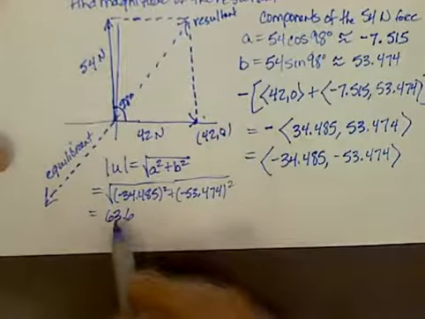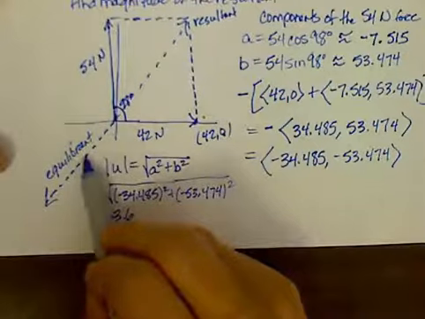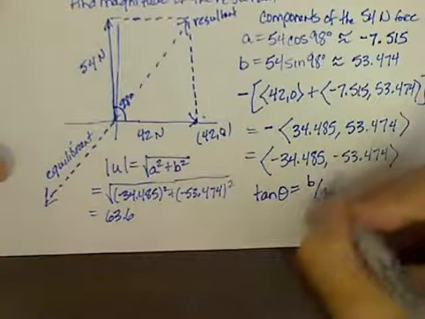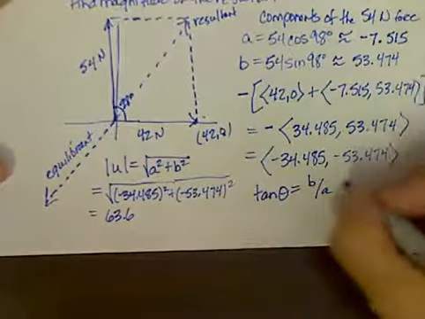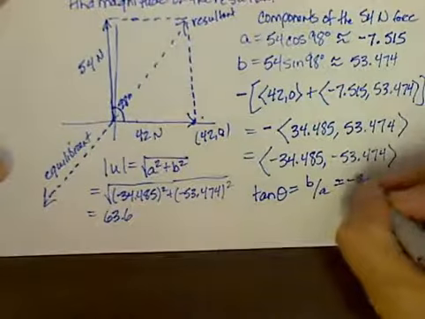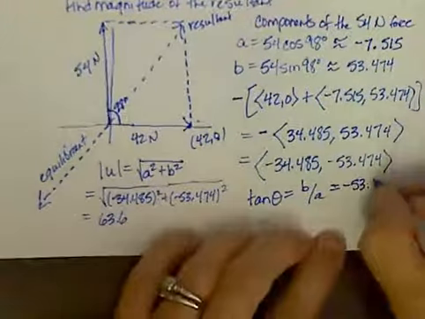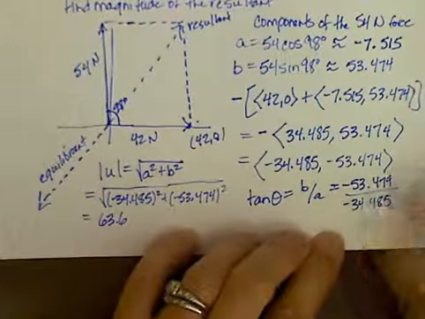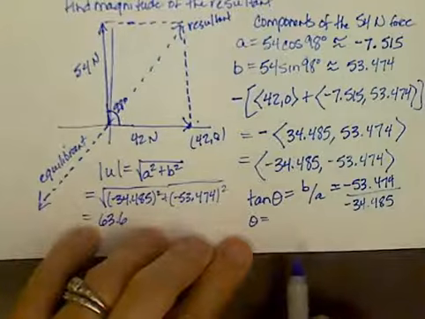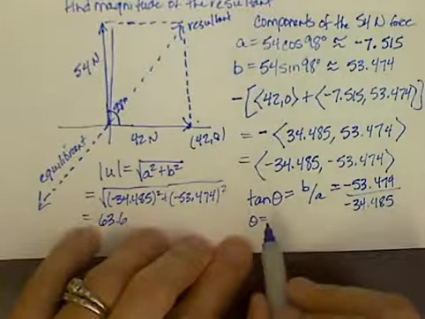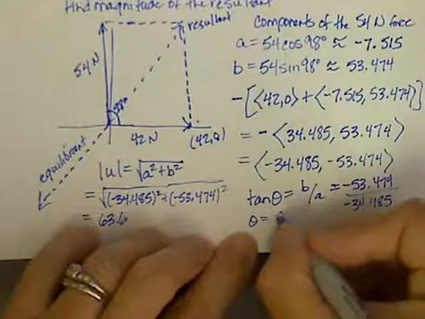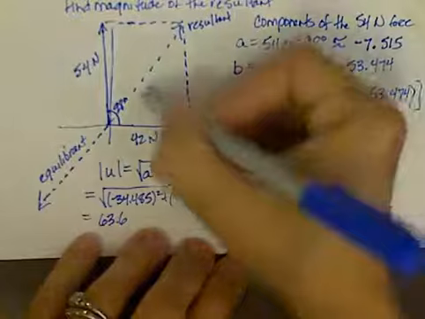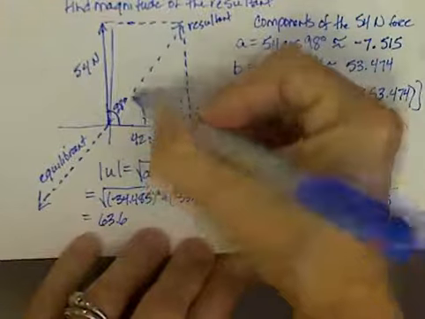Now to find the direction angle for my equilibrant, we've got the tangent of theta is equal to b over a. So that would be negative 53.474 over negative 34.485. Since this is going to come out to be a positive number, when we do inverse tangent, we're going to get an angle in the first quadrant. We get approximately 57.2 degrees. So that's really the direction angle for our resultant.